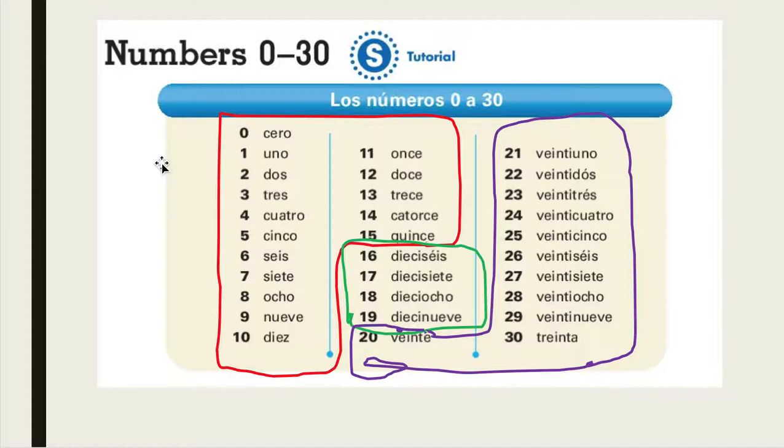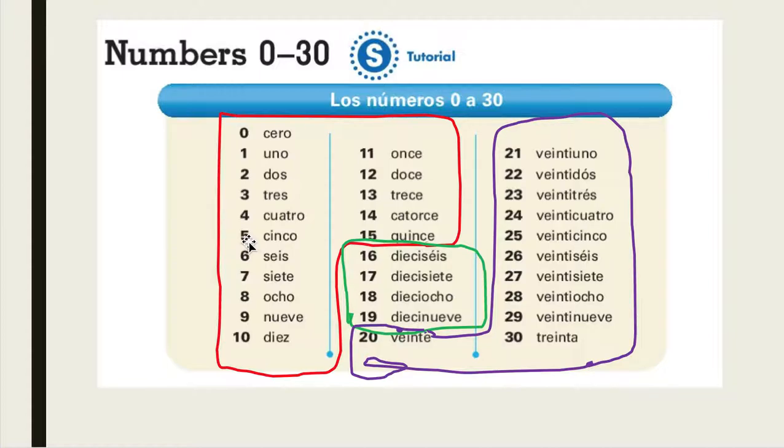So here's a picture of the chart in your book, and as you can see, I've artistically divided the numbers into three categories to help you memorize them easily. For the red section, all the numbers are unique in their spelling. Pay attention to number 4 and 14, where 4 is cuatro and 14 is catorce, as well as 5 and 15, where 5 is cinco and 15 is quince.